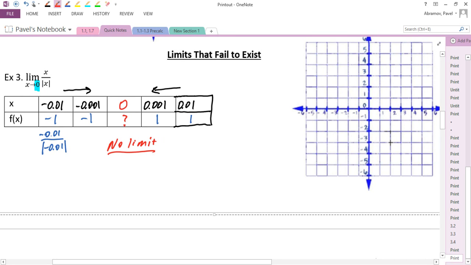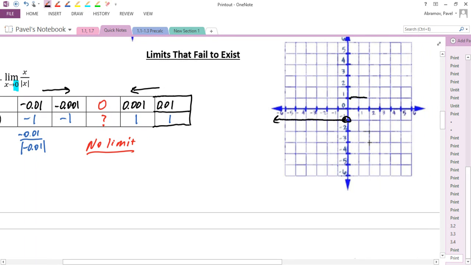If we do this graphically, you can use a graphing calculator to figure out what we have. You'll see that the graph of this function will be something like this. From the left side, you get a straight line at the bottom. But from the right side, it's also a straight line, but at the top. So as you can see, there is no one number that this function is approaching. From the left side, it's approaching negative 1. From the right side, it's approaching 1. It's not squeezing in on one particular point. So when the limit approaches two different numbers from the left and the right side, it's indeterminate.